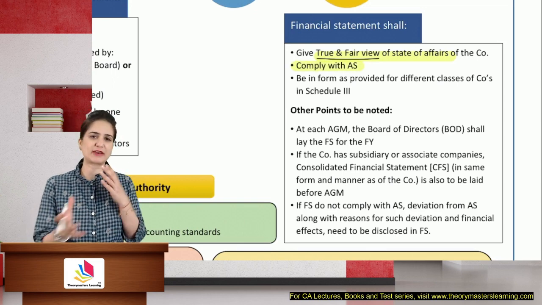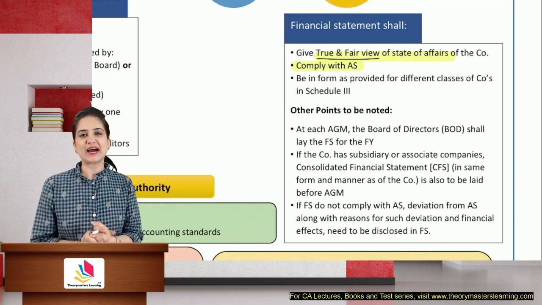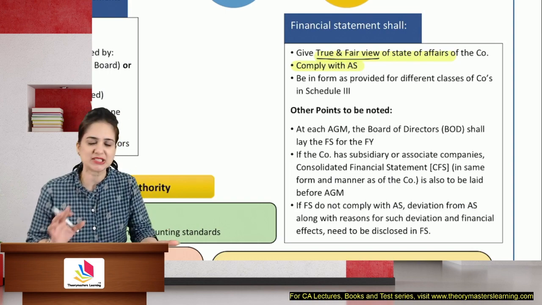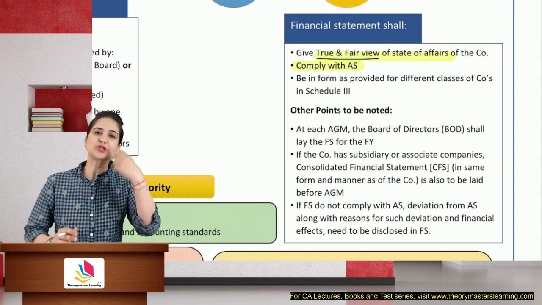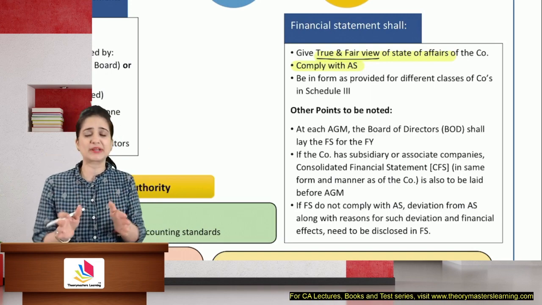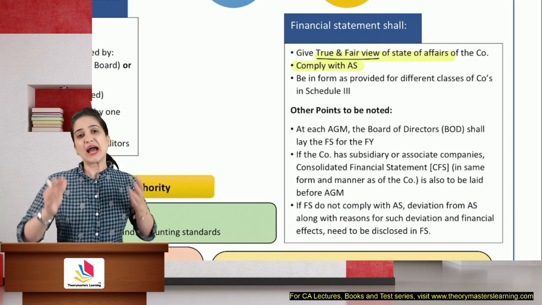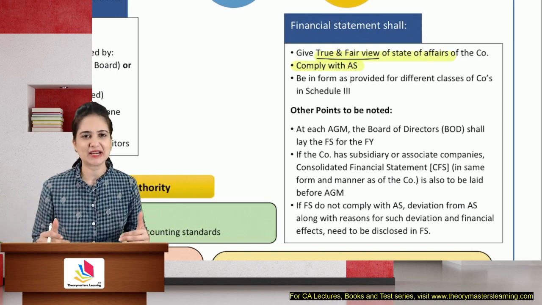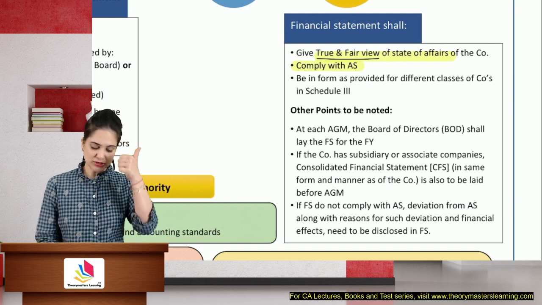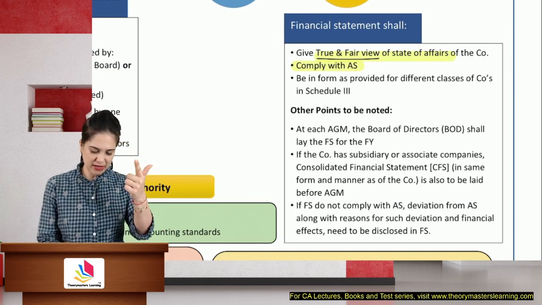Now, what is a true and fair view? I always say that true and fair view means whatever should have been written is written, and written the way it should have been written. It means whatever should be written is written. So all the material important information is provided. It is complete in all respects. And it is written as it should be written, which means after following all the accounting standards. So it should give a true and fair view. It should comply with the accounting standards.